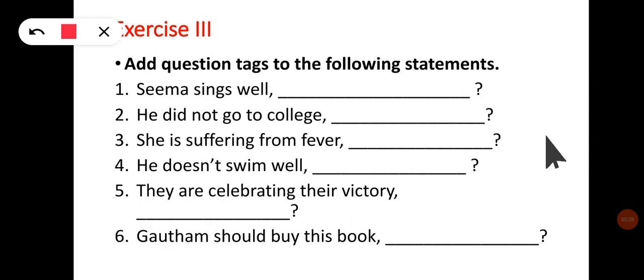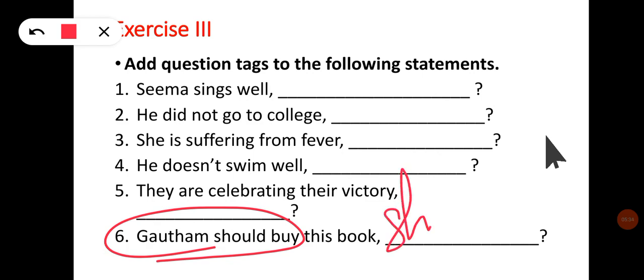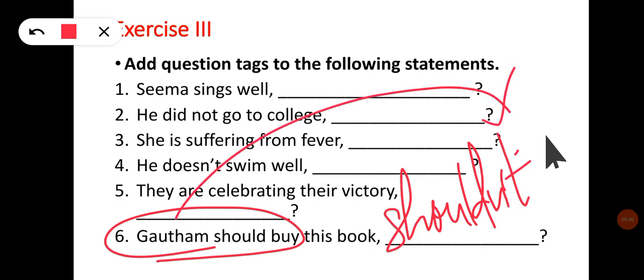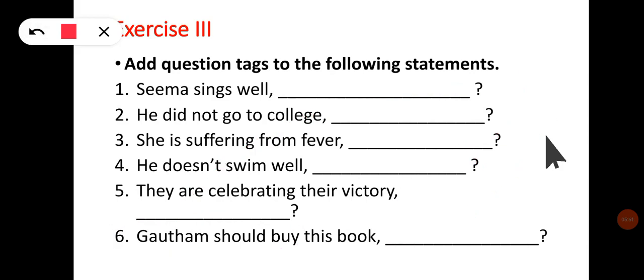Gautam should buy this book. Should is given, you have to change that into negative. Should becomes shouldn't. Okay. So Gautam changes into he. You cannot use Gautam as it is. Gautam changes into he. So shouldn't he is the correct answer. Next one.